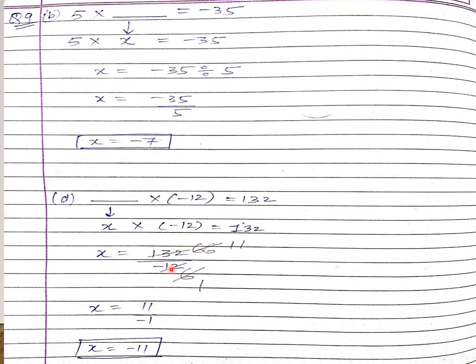You can cut these two numbers because 2 can cut both of them. 2 sixes are 12. 2 sixes are 12. 1 balance. 2 comes. 2 sixes are 12. Then 6 can cut both the numbers. 6 ones are 6. 6 elevens are 66. So we can say x equal to 11 upon minus 1. A negative sign was there, so it is minus 1. Hence final answer is x equal to minus 11. Okay.